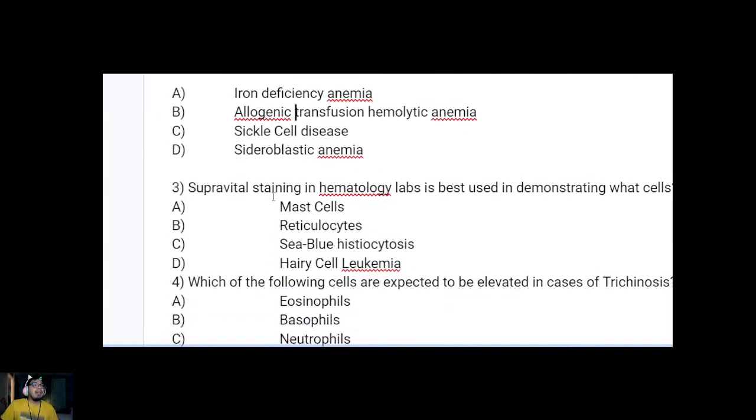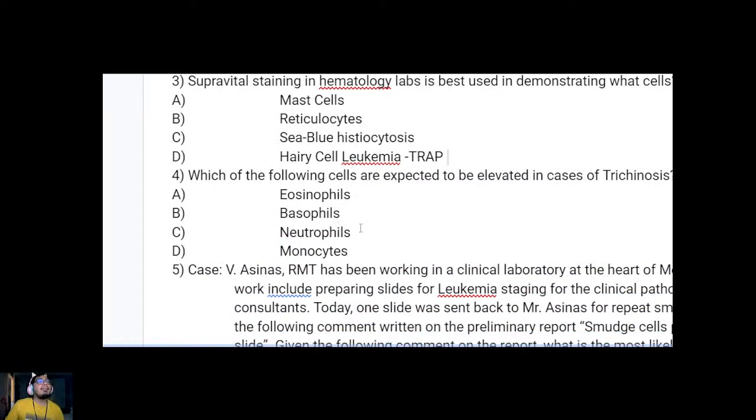Next tayo. Supravital staining in hematology labs is best used in demonstrating what cells? Mast cells? X. Reticulocytes? Yes. Si blue histiocytosis, nakita ko lang ito sa libro. Dinagdag ko dyan. Inechos ko lang kayo. Hairy cell leukemia, ano ang gagamitin natin dyan? TRAP. Tartrate resistant acid phosphatase. Okay? Yun ang gagamitin niya.